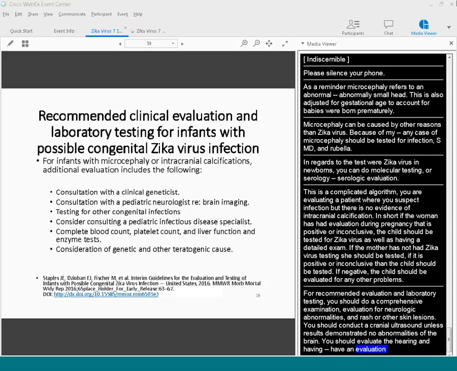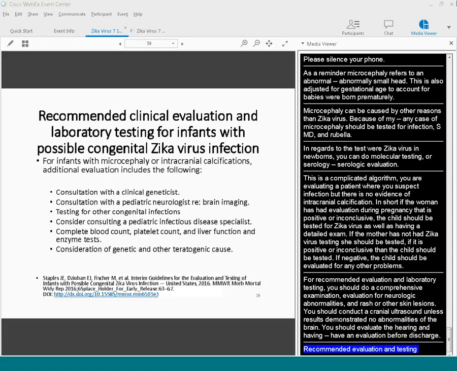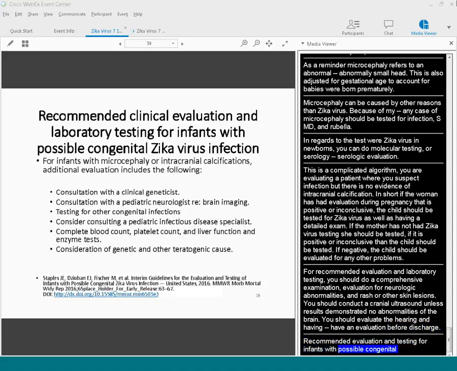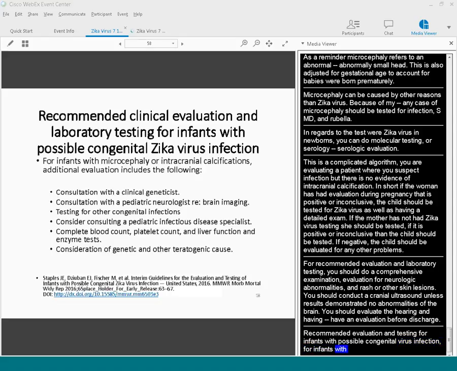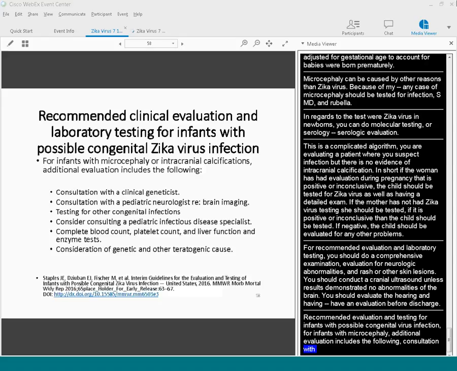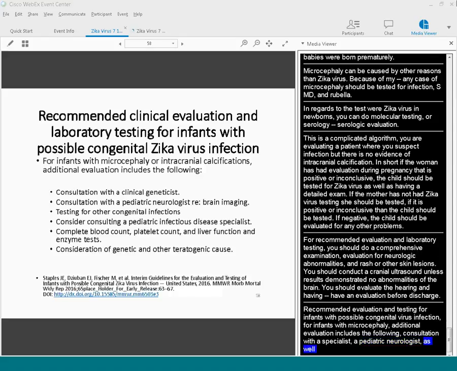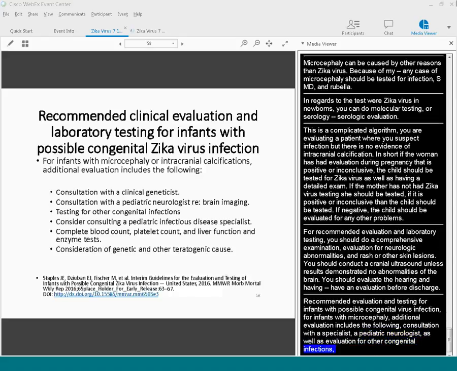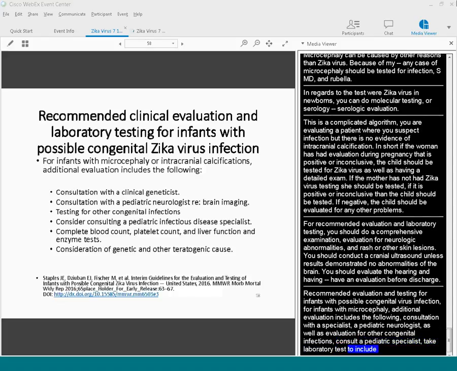Recommended clinical evaluation and laboratory testing for infants with possible congenital Zika virus infection: for infants with microcephaly or intracranial calcification, additional evaluation includes the following. Consultation with subspecialists, to include a clinical geneticist and a pediatric neurologist for recommendations for potential brain imaging, as well as evaluation for other congenital infections. In this case, it would be useful to consult a pediatric infectious disease specialist. You should also take basic laboratory tests to include complete blood count, platelet count, liver function, and enzyme tests, and should also consider genetic or other teratogenic causes.